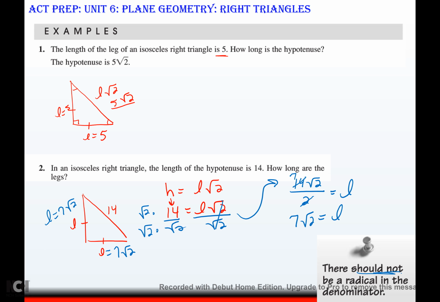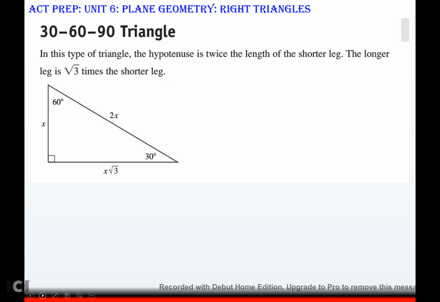Just remember, you should never leave a radical in the denominator. What we just did, if you remember from lessons past, is rationalize the denominator. You cannot have radicals in your denominator.